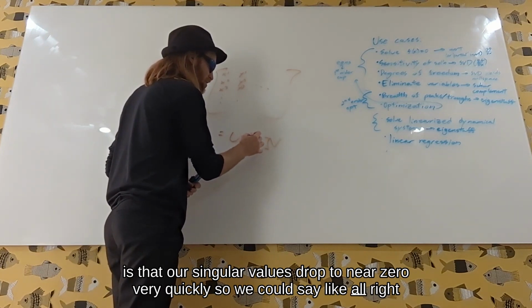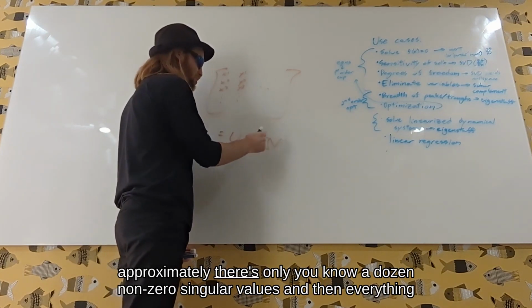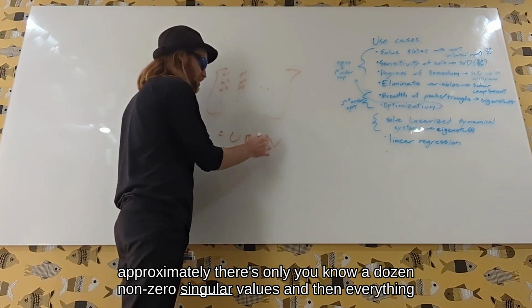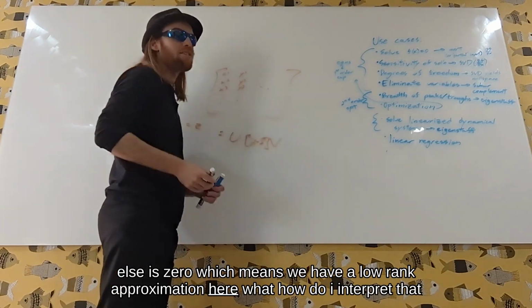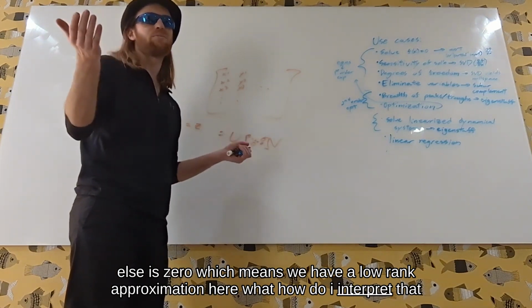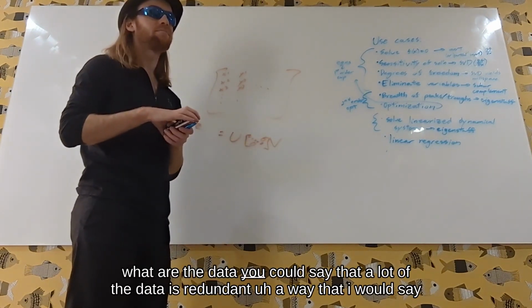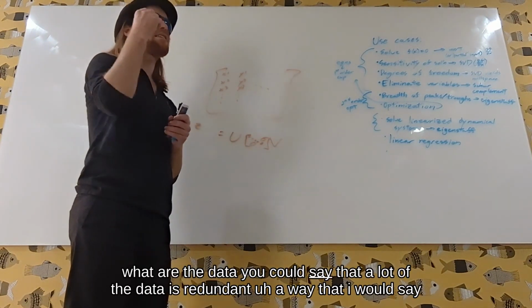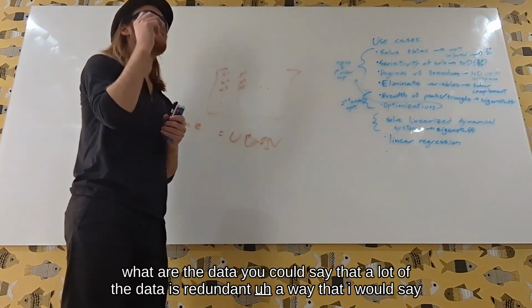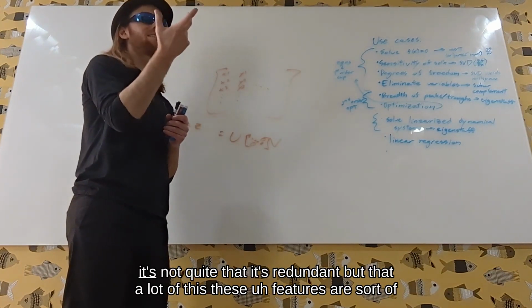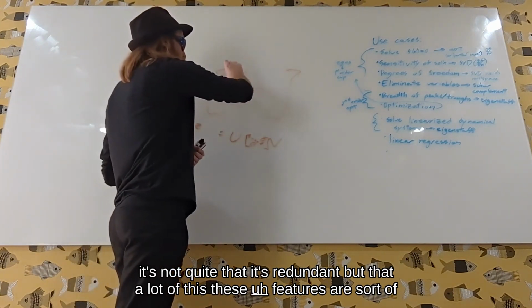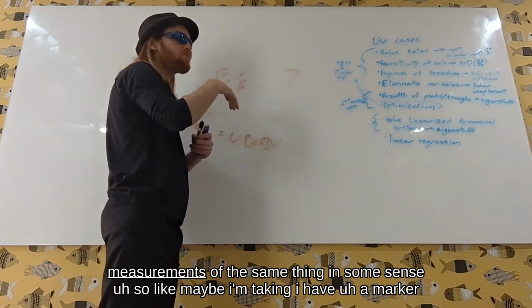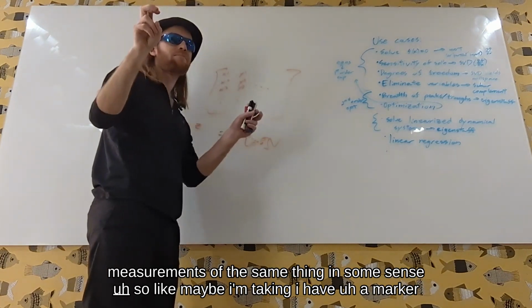So we could say, all right, there's only a dozen non-zero singular values, and everything else is zero, which means we have a low rank approximation here. How do I interpret that? A lot of the data's fluff. You could say that a lot of the data is redundant. A way that I would say it is not quite that it's redundant, but that a lot of these features are sort of measurements of the same thing in some sense.